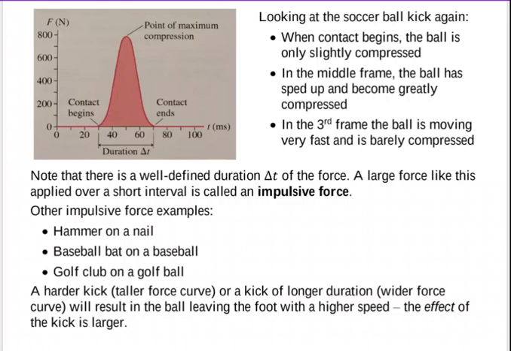So the contact begins, and then as the contact begins, the soccer ball is being compressed. So we're going to have a point of maximum compression up at the top of this peak. And then the ball starts to move faster and faster. It's accelerating away from the foot. And then the contact ends. So now over here, the contact is ending. So that means we had a duration delta t, how long the compression of the ball was going on for. And that's going to be our duration of impact then.